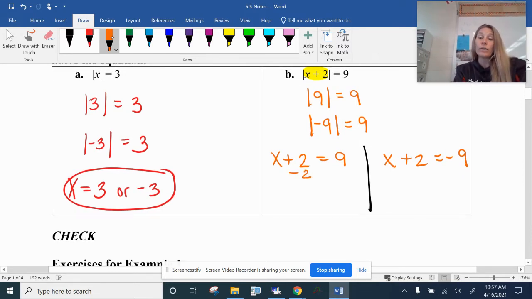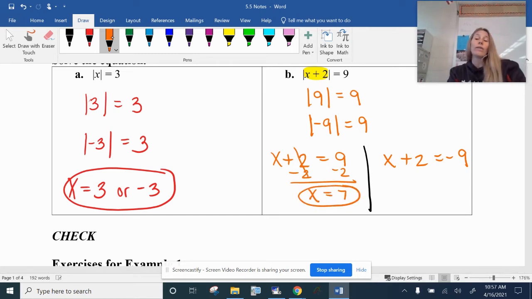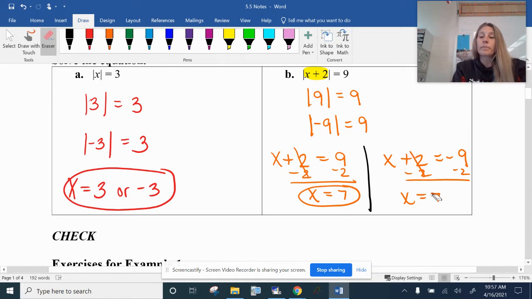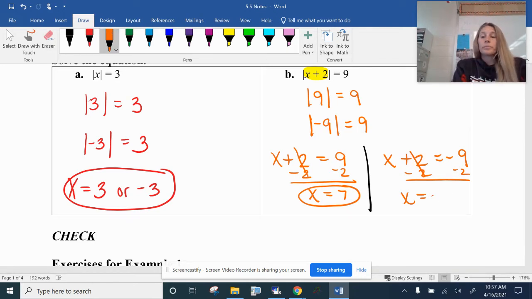So then when you solve it, you do it as you normally would solve an equation and get the variable by itself using your inverse operations. We have x equals 7. And when we subtract 2 from this side, we get x equals negative 11. Sorry. So notice we have 2 different answers.